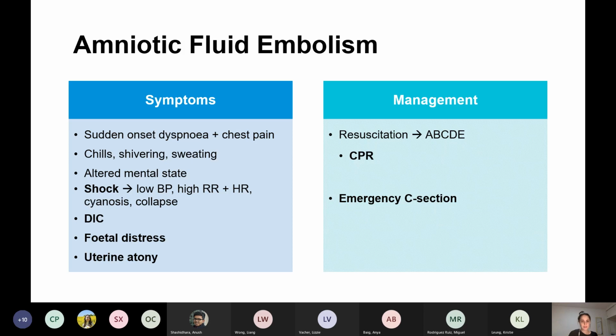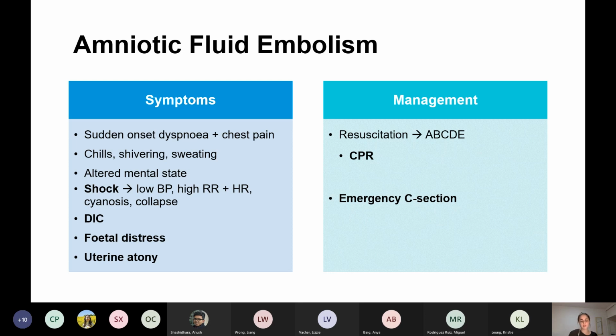So the symptoms, as Lydia said, you get shortness of breath and chest pain. You can get chills, sweating, and shivering. You can get altered mental state, signs of shock, so like low blood pressure, high heart rate, cyanosis and collapse. You can also get DIC. So I think every case of amniotic fluid embolism has DIC. Usually it presents within 4 hours, but most of the time it's one of the first things to present. And it's just caused by the reaction to the amniotic fluid being not where it's meant to be. You can also get fetal distress and then uterine atony, so the uterus basically stops contracting.